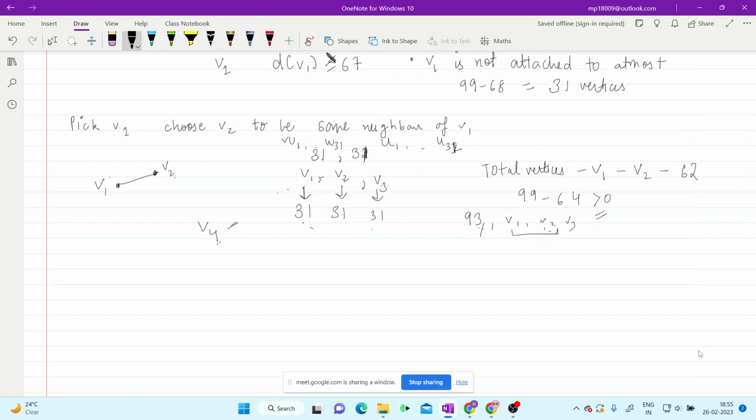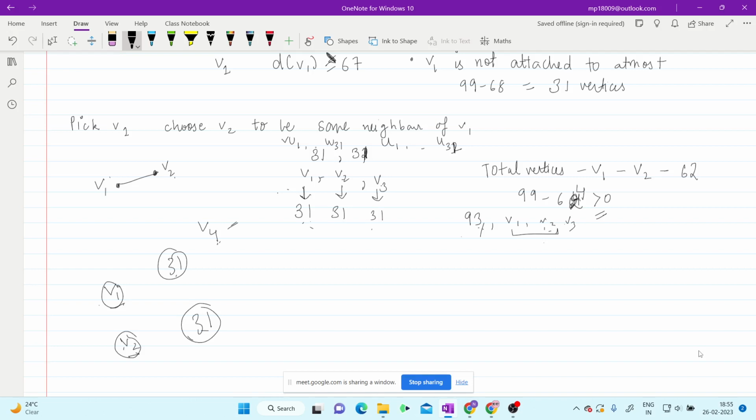Yes, ma'am. Ma'am, why are you subtracting that 68 from that 99? 68, 99, 62, sorry. 64, yes, 64. So see, I am saying that V1 is not attached to at most 31 people, and V2 is also not attached to at most 31 people. So these are 31 here, these are 31 here, and V1, V2, add these two also. So 31, 31, 62, plus V1, V2. So all these are 64. We are picking some vertex other than these 64 vertices.